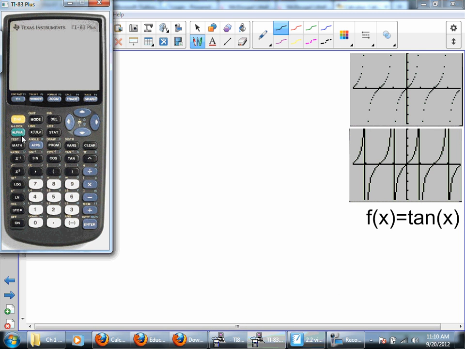Here's my calculator. I'm going to turn it on, and I graphed the function, the tangent of x. Nothing special about that. Most of you have seen this before. If not, that's fine. Just for now, take it as it is.